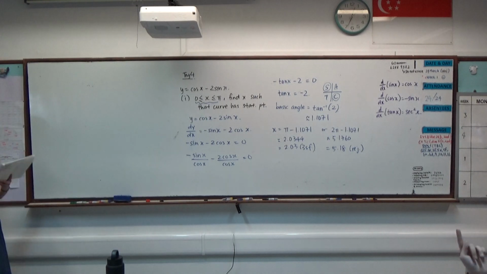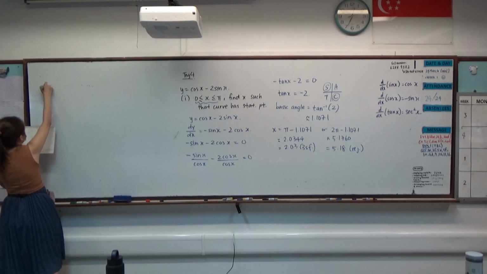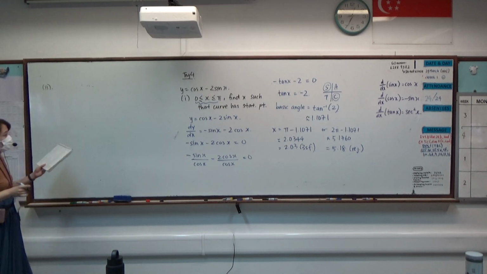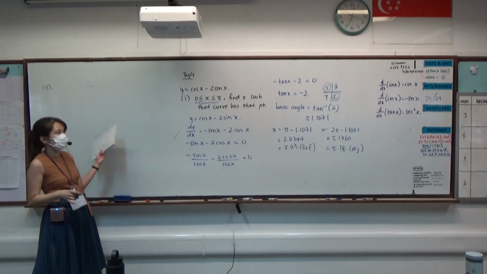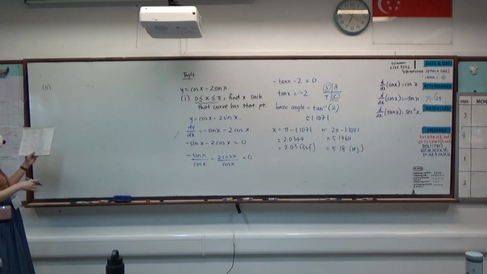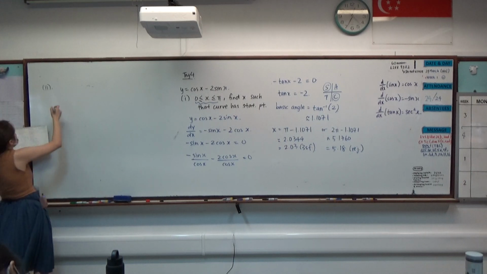Questions? Next, part 2. Okay, we have answered the question now. So x equals 2.03 gives us our stationary point. We want to determine the nature of the stationary point.